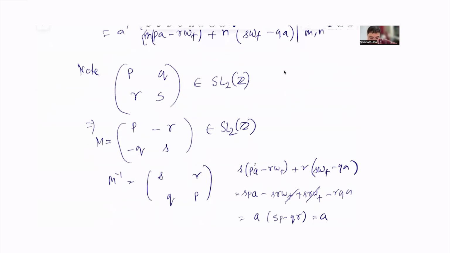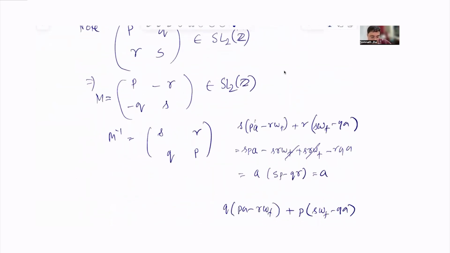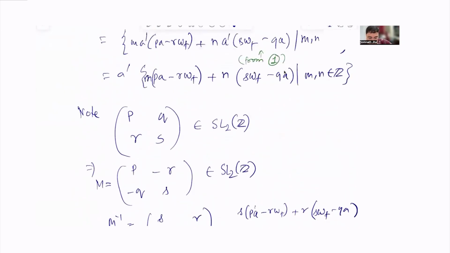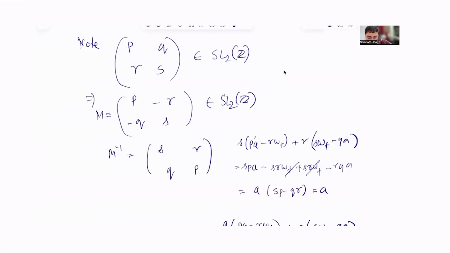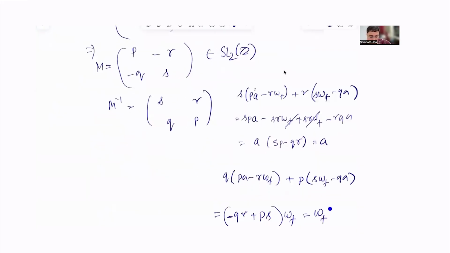This is nothing but A into SP minus QR. You can just expand: SPA minus SR omega F plus SR omega F minus RQA. So SR omega F cancels and you get A into SP minus RQ, and that is the same thing as A, right? And similarly for Q, you take M equal to Q and N equal to P, the second row, then that is equal to omega F.